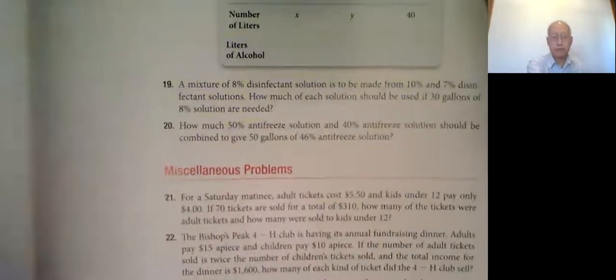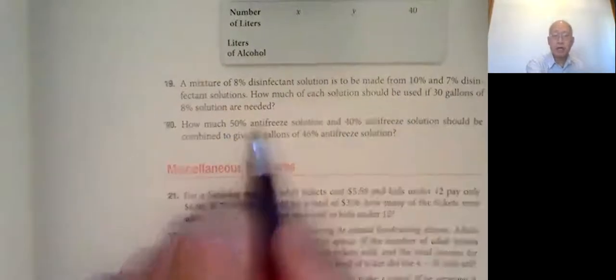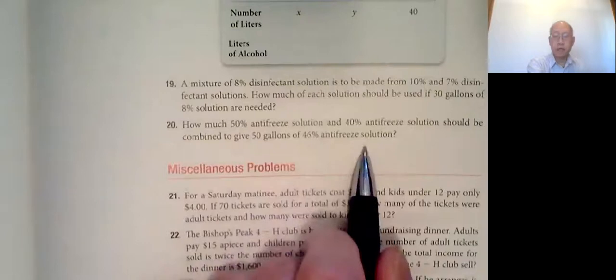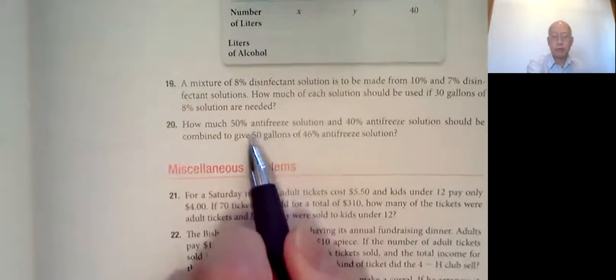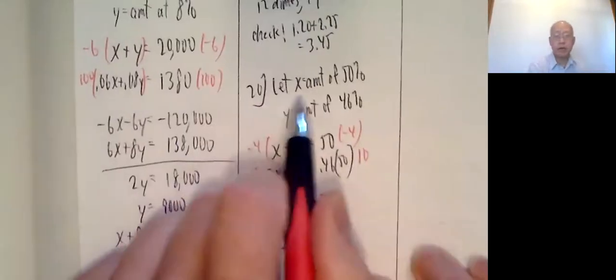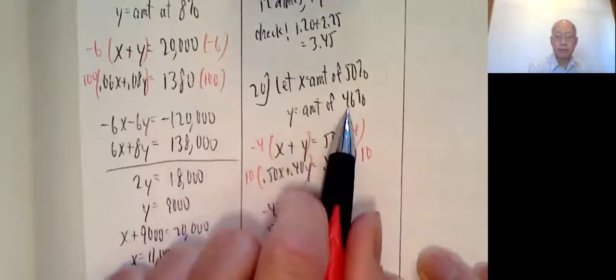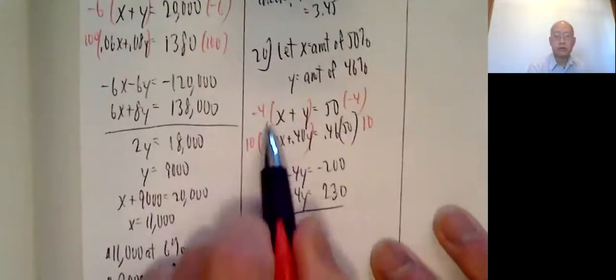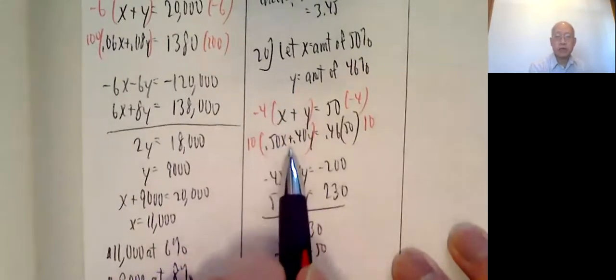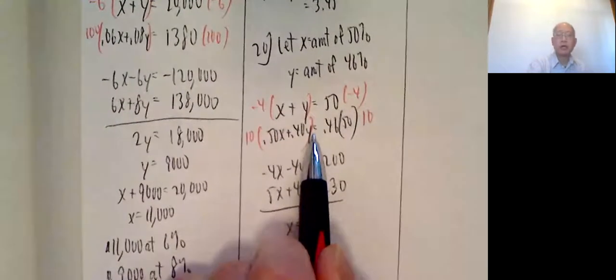Okay, the next type of problem is a mixture problem, 19 and 20. I'll do problem 20 since that's an even one, which means you don't have the answers in the back of the book. How much 50% antifreeze and 40% antifreeze should be combined to give 50 gallons of 46% antifreeze? Okay, so let x and y be the variables, the amount of the 50% and the 40%. They told us there are 50 gallons total, so x plus y equals 50. And then 50% of the x plus 40% of the y is equal to 46% of the grand total, which is 50.